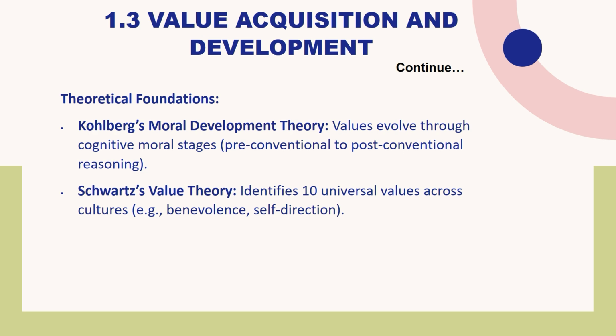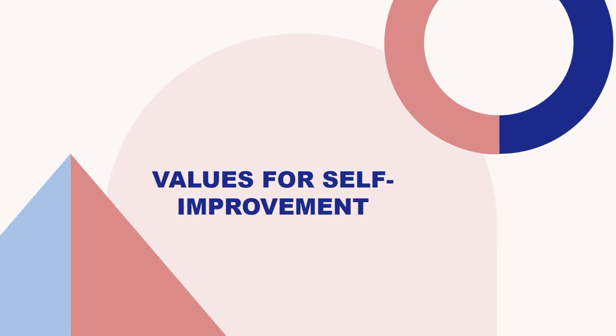Theoretical foundation by Kohlberg: Moral Development Theory. Values evolve through cognitive moral stages, that is from pre-conventional to post-conventional reasoning. Schwartz value theory identifies 10 universal values across cultures, that is benevolence, self-direction, etc.